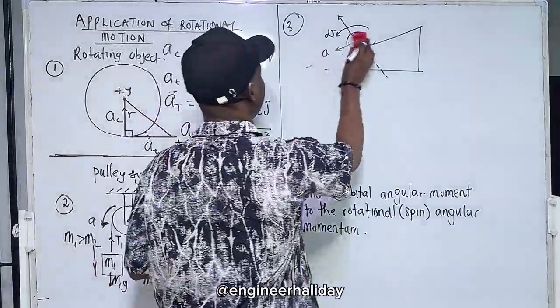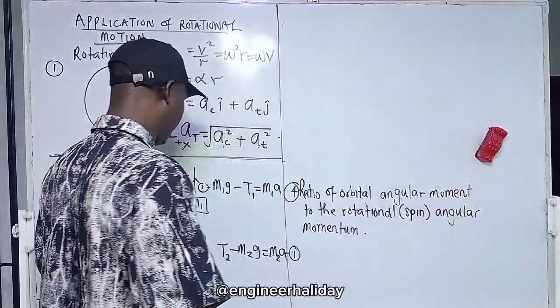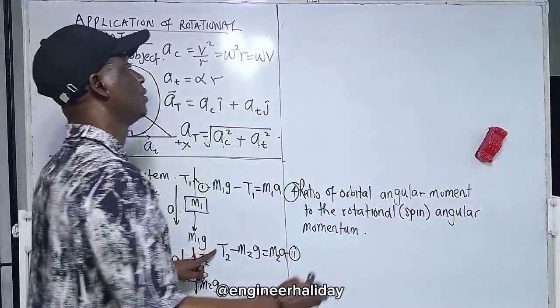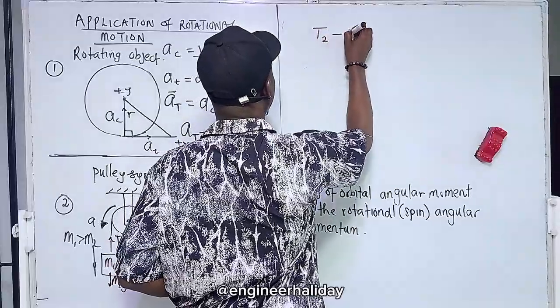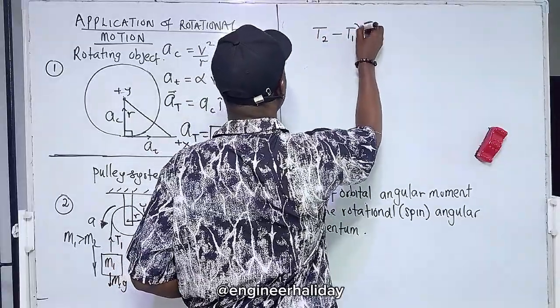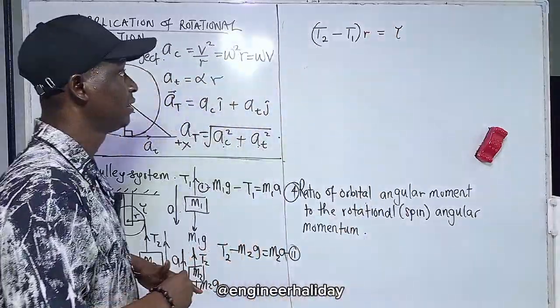Now, let me clean this one first. Now, can I ask this? I'll draw it again. Now, T2 minus T1 times radius equal to torque. Please take note of that.